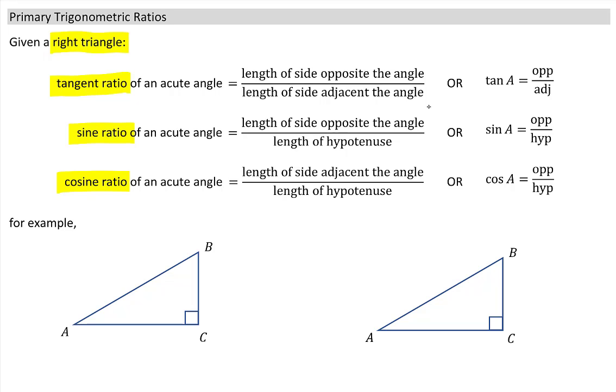Recall that the tangent of an acute angle, an angle less than 90 degrees, is equal to the length of the side opposite the angle over the length of the side adjacent the angle. Or we could say, tan of A is equal to opposite over adjacent. The sine ratio of an acute angle is the length of the side opposite the angle divided by the length of the hypotenuse. And the cosine ratio is the length of the side adjacent the angle divided by the length of the hypotenuse.